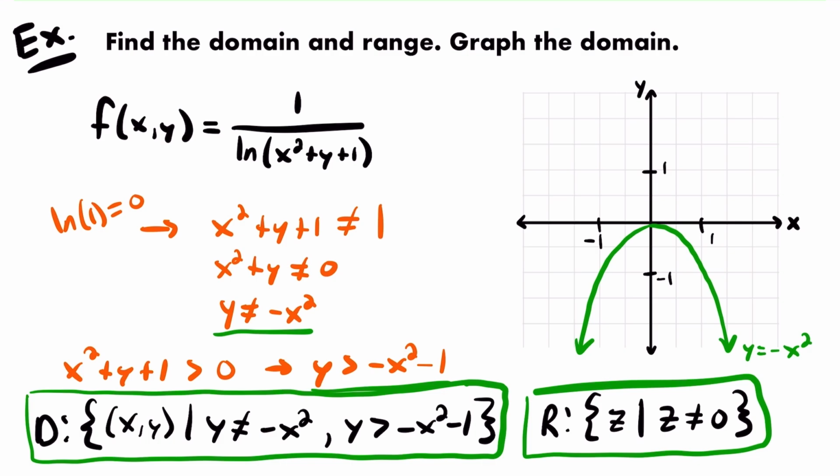So when we shade in our domain at the end, leave a little bit of space between your shaded region and this curve. You don't want to touch this parabola in any way. Okay, we'll come back to that, but let's graph our other restriction.